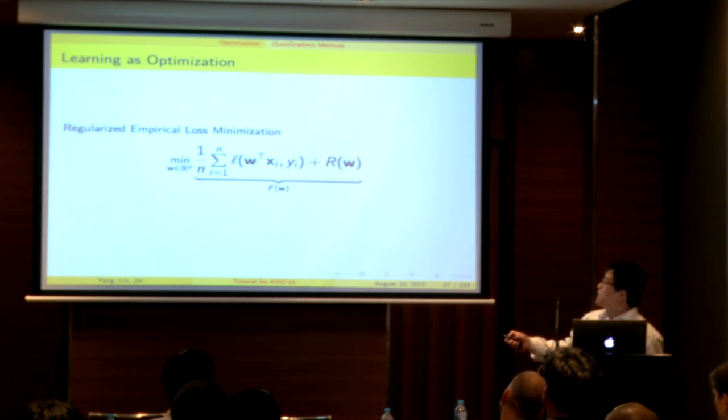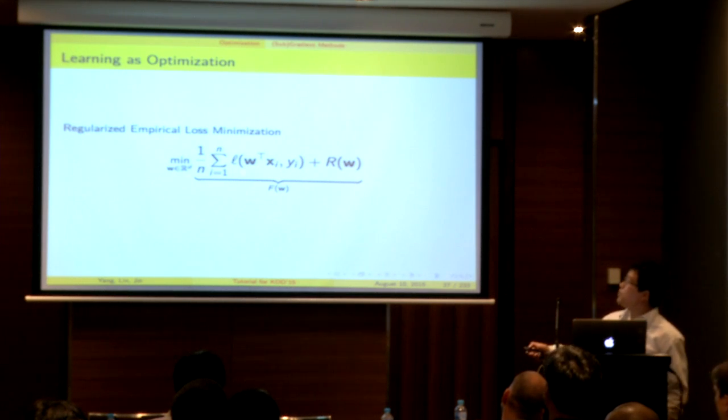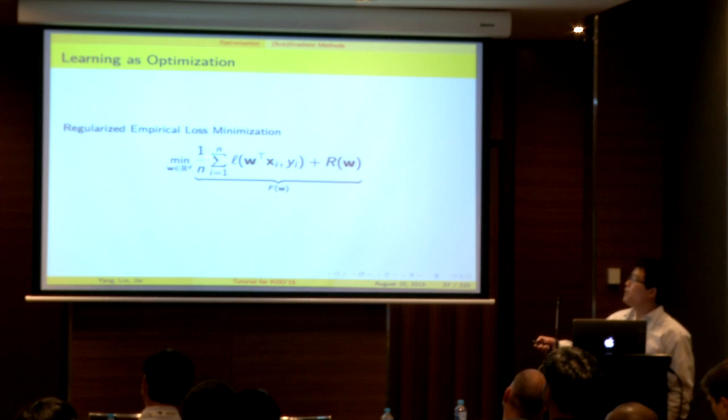Xi is the data points, yi is the label or response, and we only focus on the linear model. W is the parameter. W transpose X is the prediction of the linear model. And the loss L measures the discrepancy between what you predict and the true answer in your data. We don't care about the loss on one single value, we care about the loss on average. So that's why we sum them and divide by n.